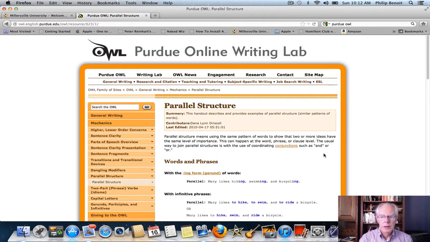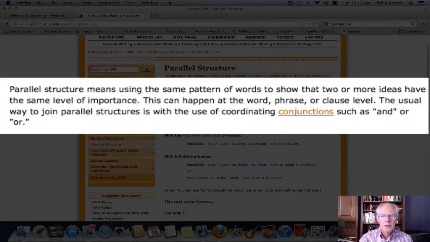So let's just look down here. First of all, we have a definition that says parallel structure means using the same pattern of words to show that two or more ideas have the same level of importance. So you see, parallelism is important to show that the ideas or the phrases have equal standing and equal importance in your context. This can happen one word at a time, or at the phrase level or the clause level, and we'll go through several of these to show you the difference.